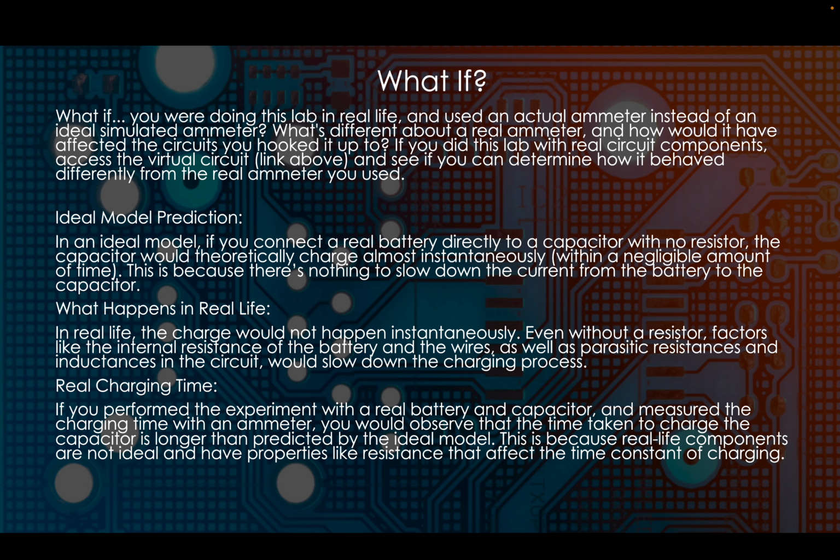Real charging time. If you perform an experiment with a real battery and capacitor and measure the charging time with an ammeter, you would observe that the time taken to charge the capacitor is longer than predicted by the ideal model. This is because real-life components are not ideal and have properties like resistance that affect the time constant of charging.